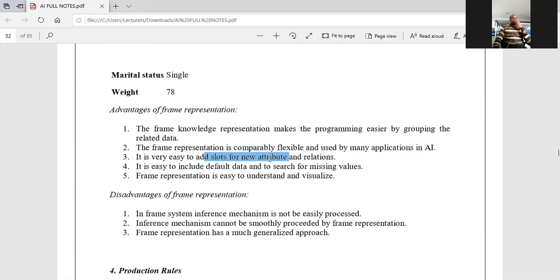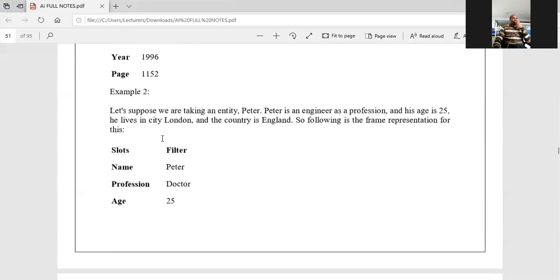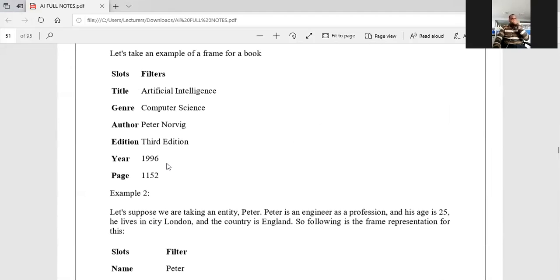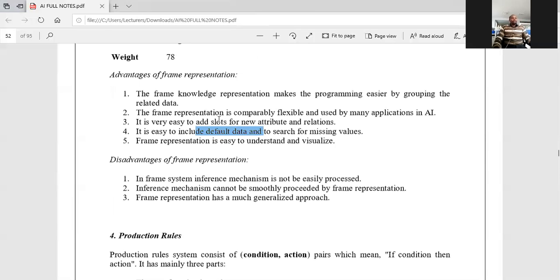It is very easy to add slots, because if you want to add a record, you just add a record. You remember the SQL statements for creating new records? Like there was create table students, and insert rows into table students. So it is very easy to add slots for new attributes, or new attributes are basically data for new attributes.